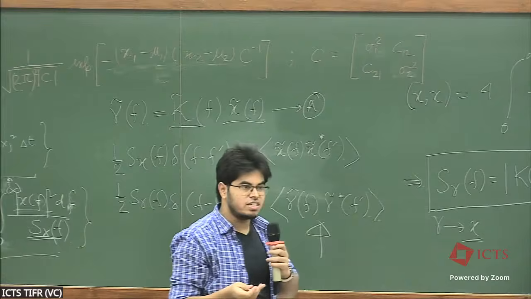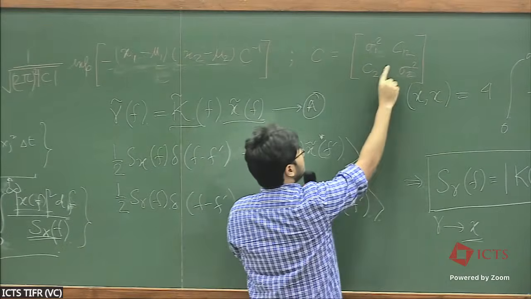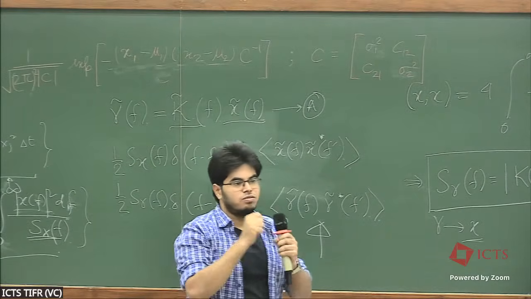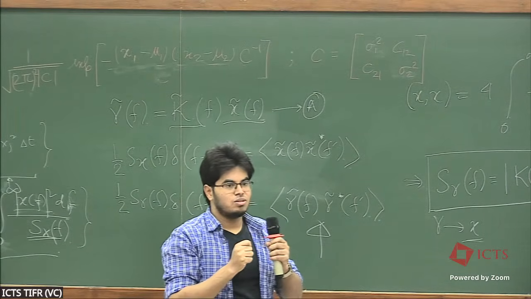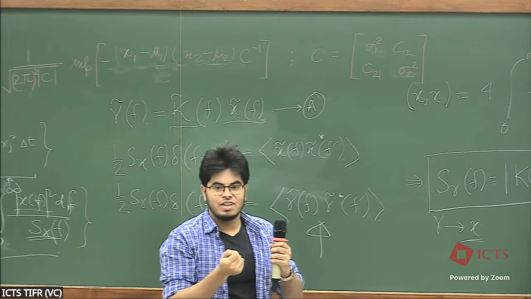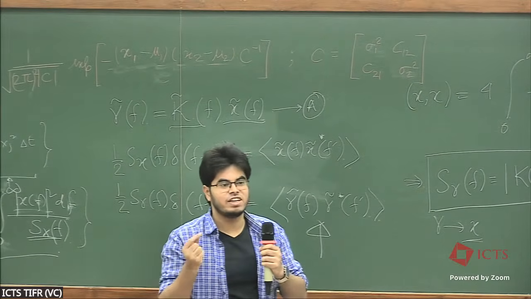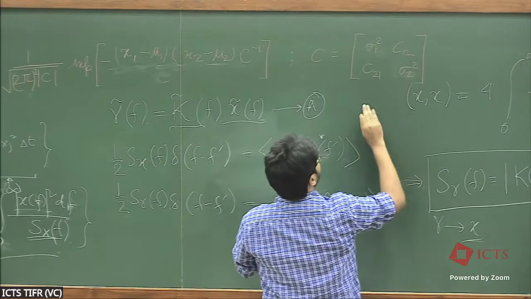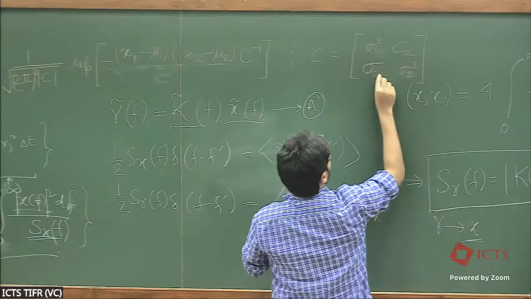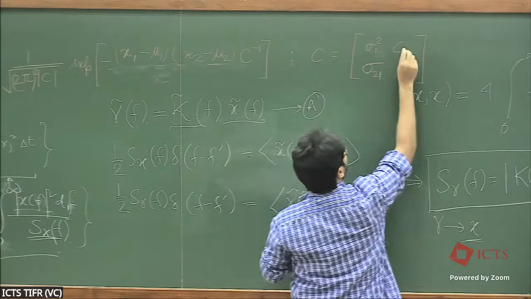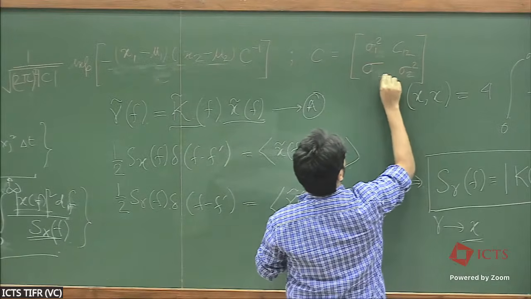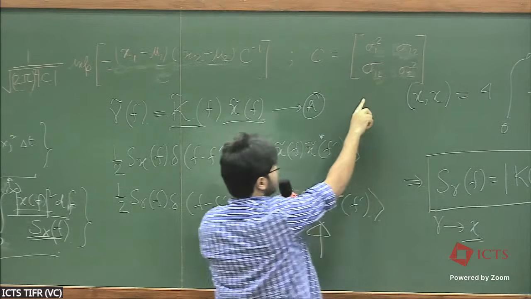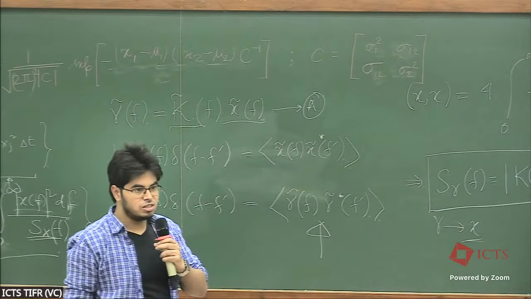It makes sense intuitively also, because what this C12 tells you is how much correlated these 2 variables are. It doesn't matter whether one is correlated with 2 or 2 is correlated with 1. It's the same thing. So that's why they are symmetric. And let me use the variable sigma 1, 2 for both of these. This tells you how much correlated these 2 variables are.